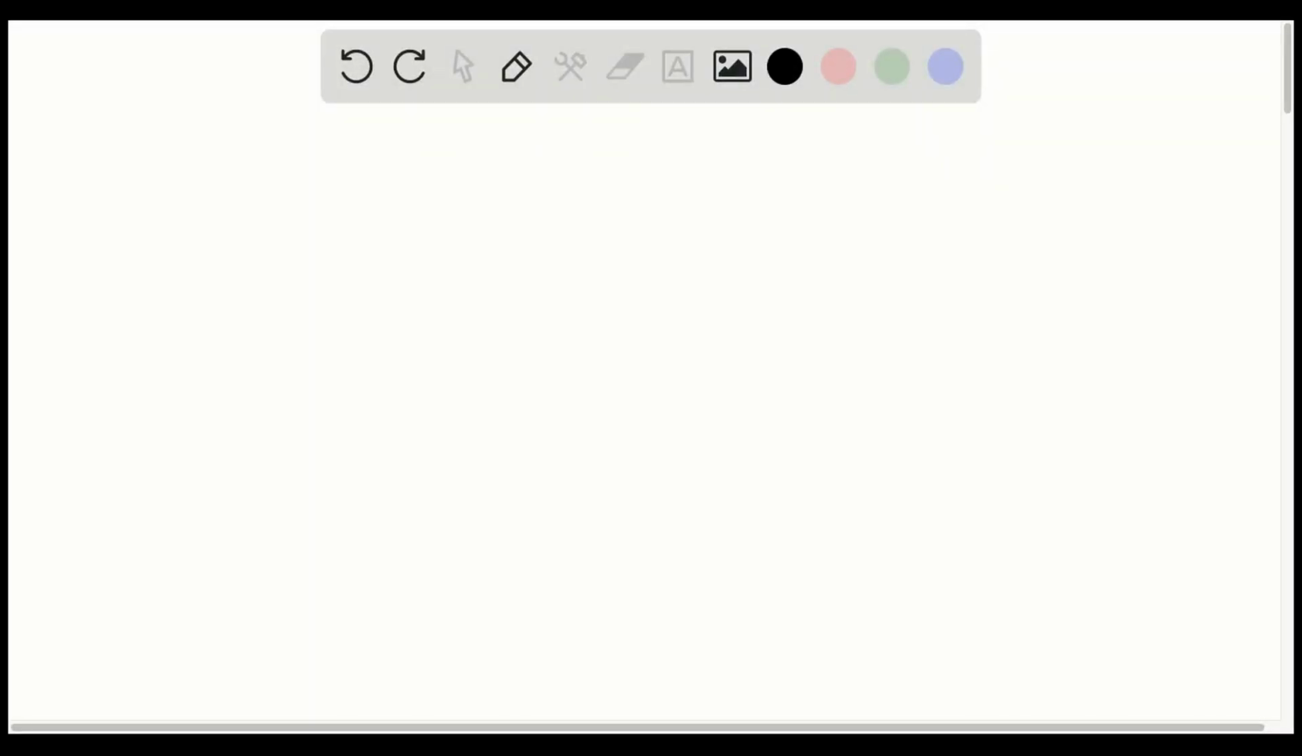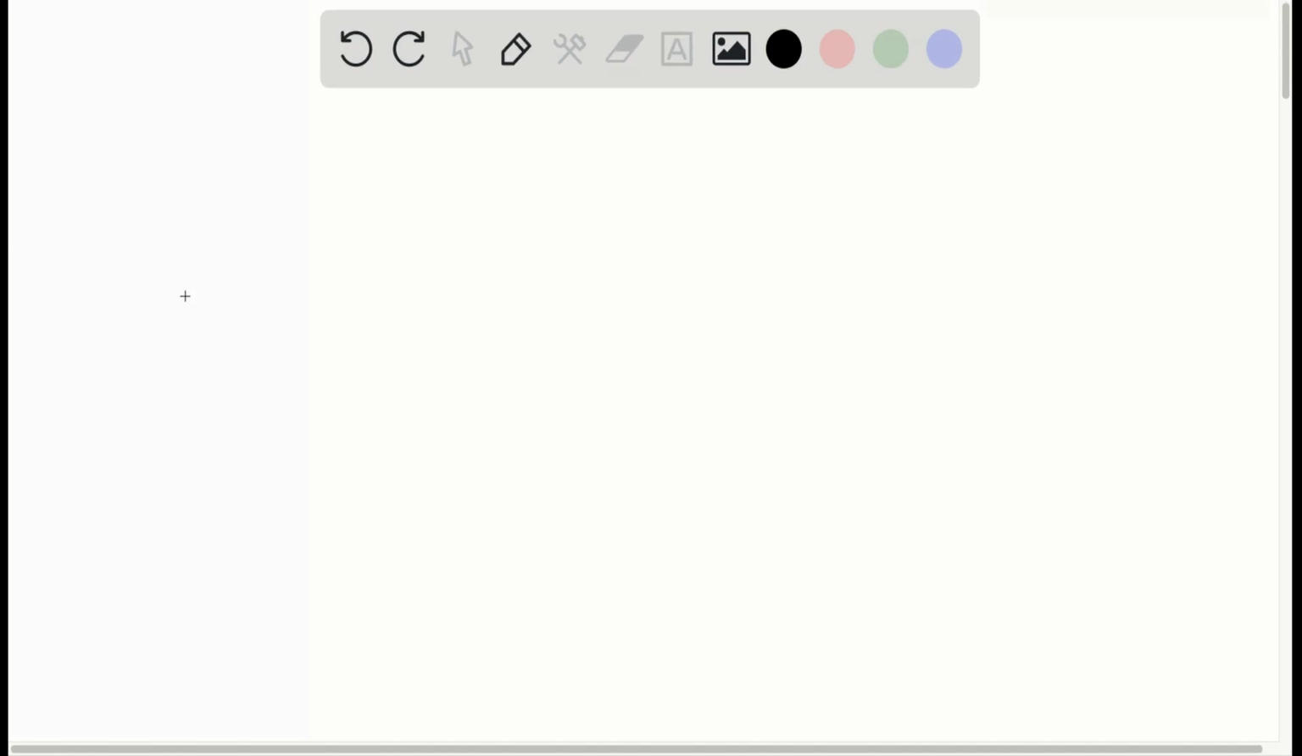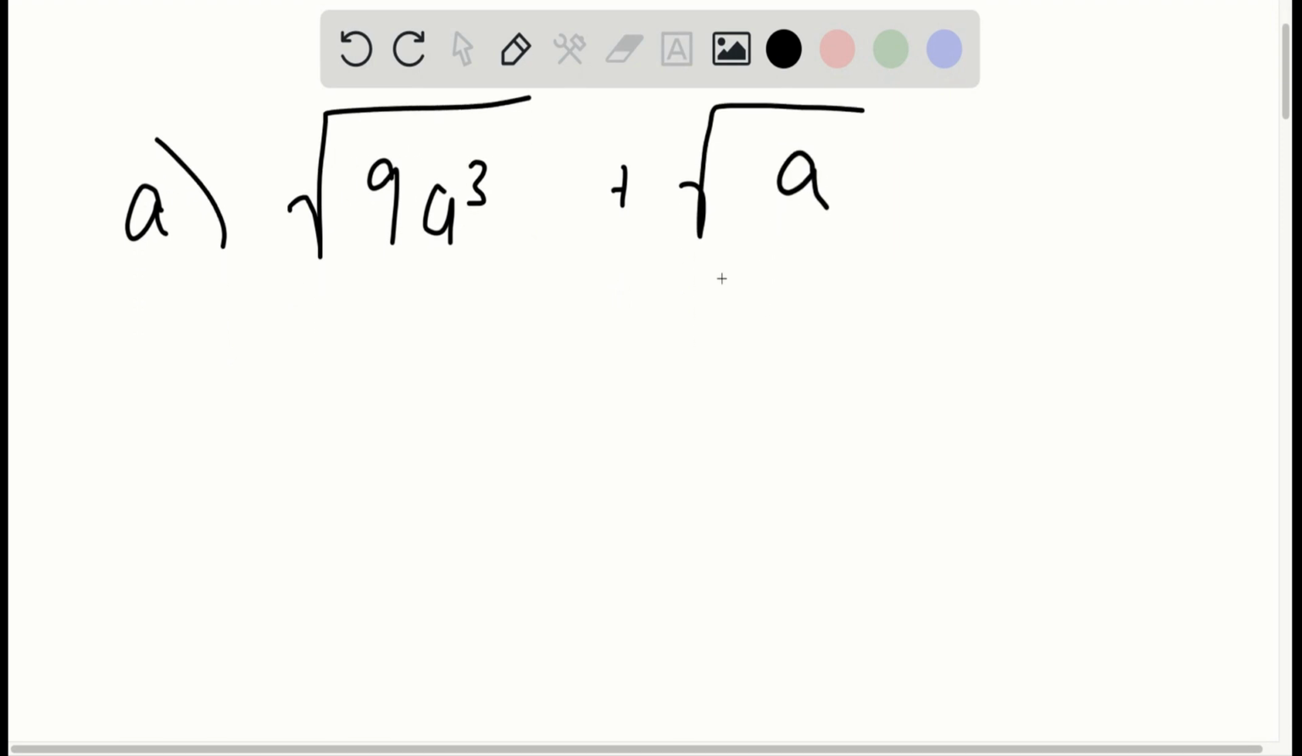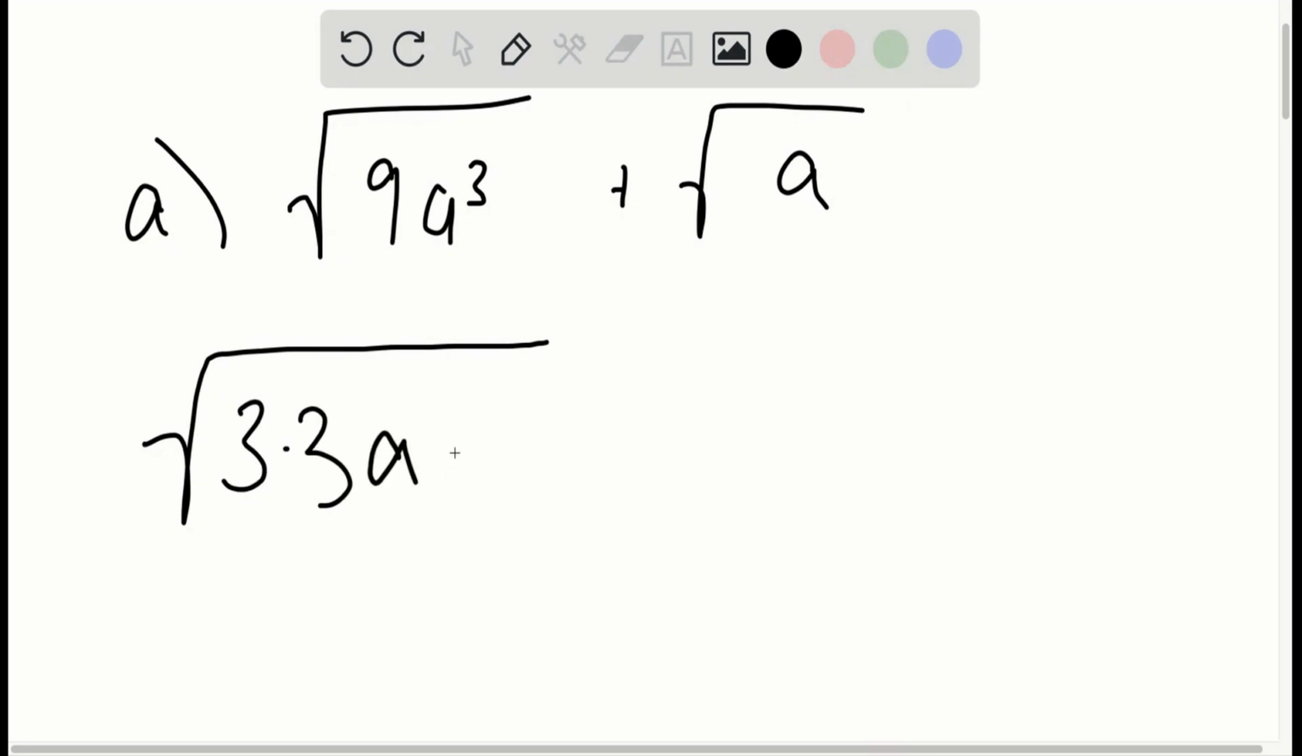All right, let's simplify these expressions that we've got. So in part A, we've got the square root of 9a cubed plus the square root of a. So square root of a, we really can't do anything here, but with 9 and a cubed, let's prime factor those. So for 9, of course, we have 3 times 3. A cubed, we've got a squared times a, and I'm going to write it like that for a reason, because here we've got plus a, right?